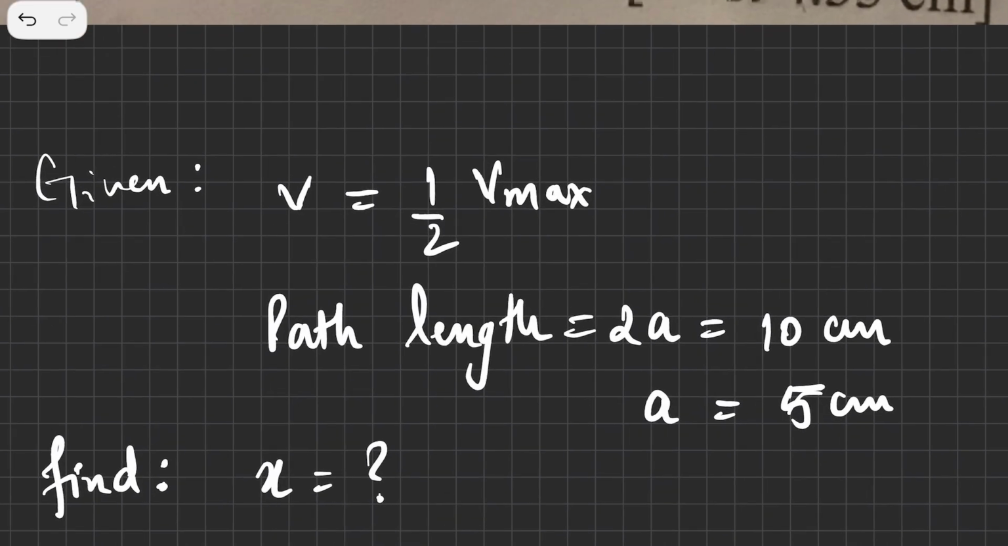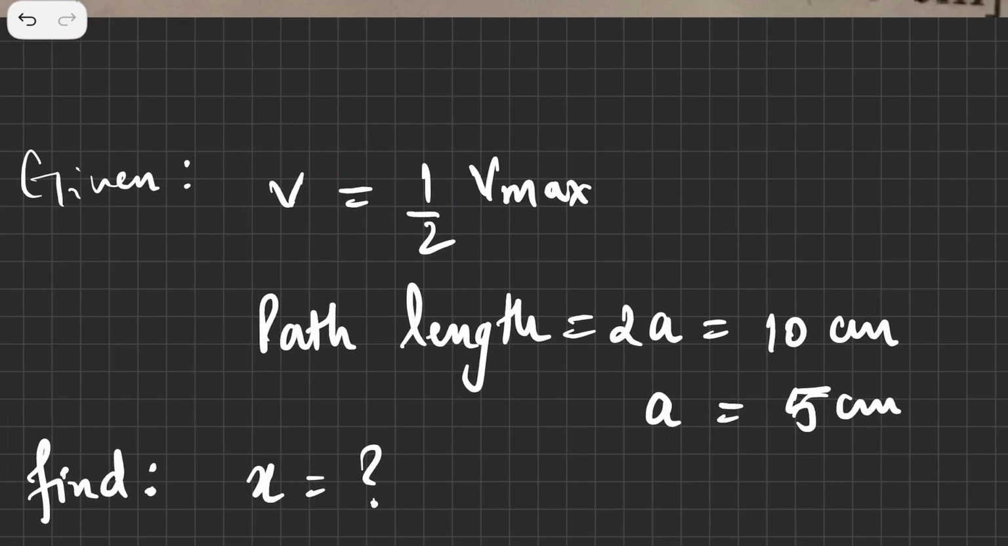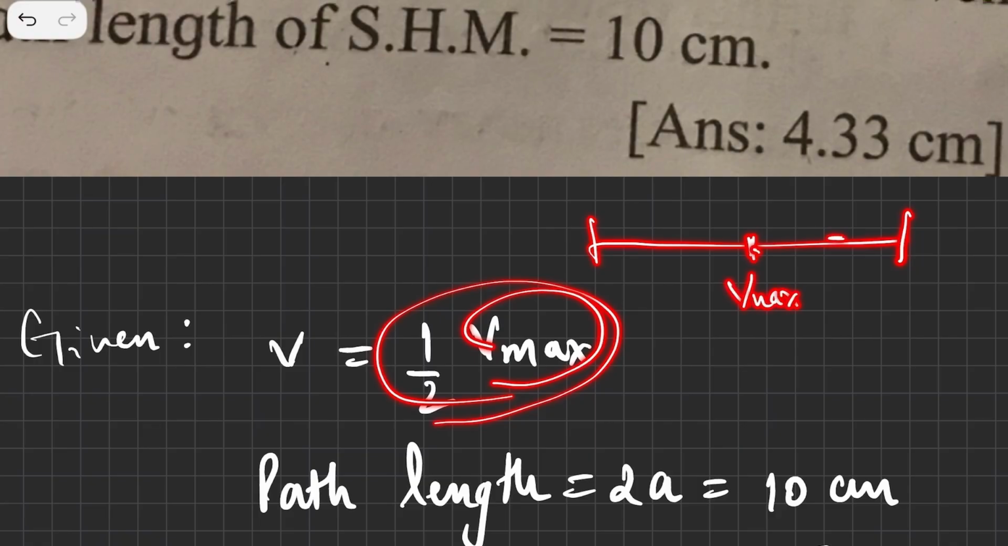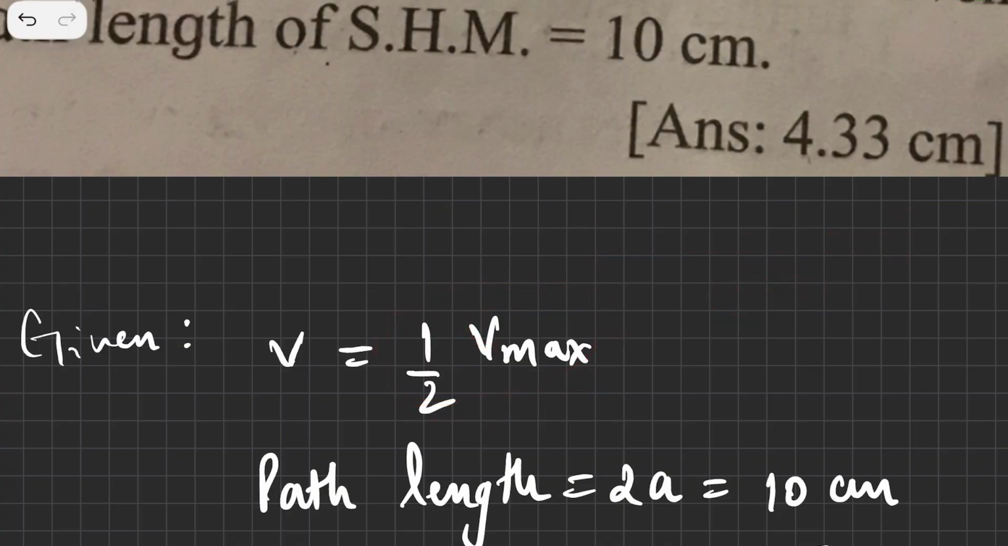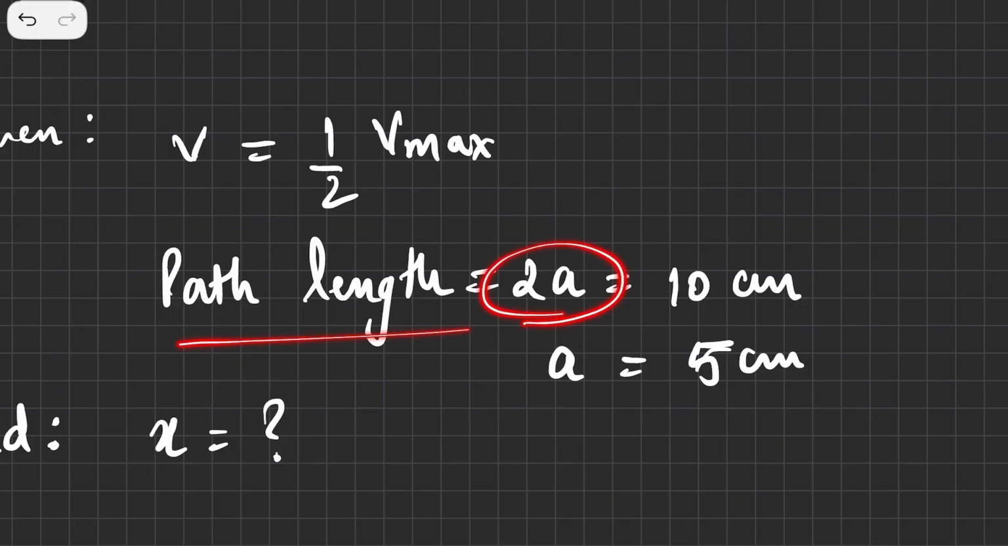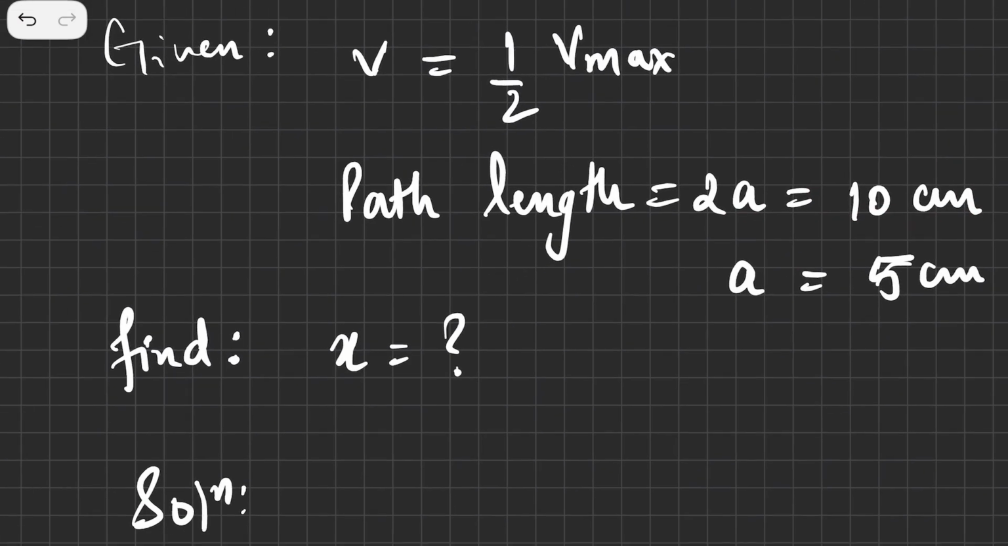I'll write whatever things are given. They have said the velocity of the particle at one particular position is half of maximum velocity. If you have seen the videos, you will understand that velocity is maximum at the mean position, at any other position it is less than the maximum velocity, and at the extreme position the velocity goes to 0. So they are asking where the velocity is half of its maximum velocity. Path length is 2a, which is equal to 10 centimeters, so amplitude a is equal to 5 centimeters. They are asking displacement.